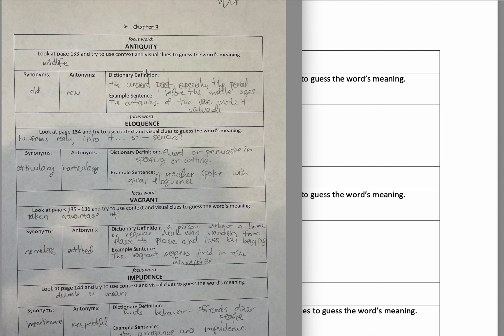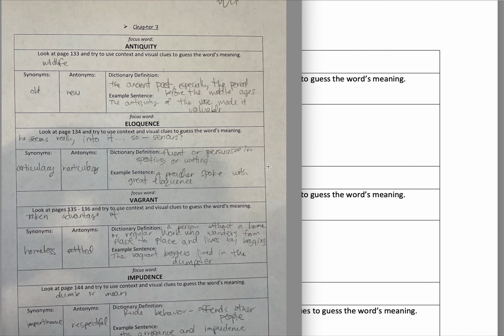So as you can see, this is a student work sample. As they were reading the focus word antiquity, when they looked at page 133, they thought that it might have something to do with wildlife. Then when they pulled up the dictionary definition, they found that it actually means the ancient past, especially the period before the Middle Ages. A synonym was old, an antonym was new, and then an example sentence was the antiquity of the vase made it valuable.